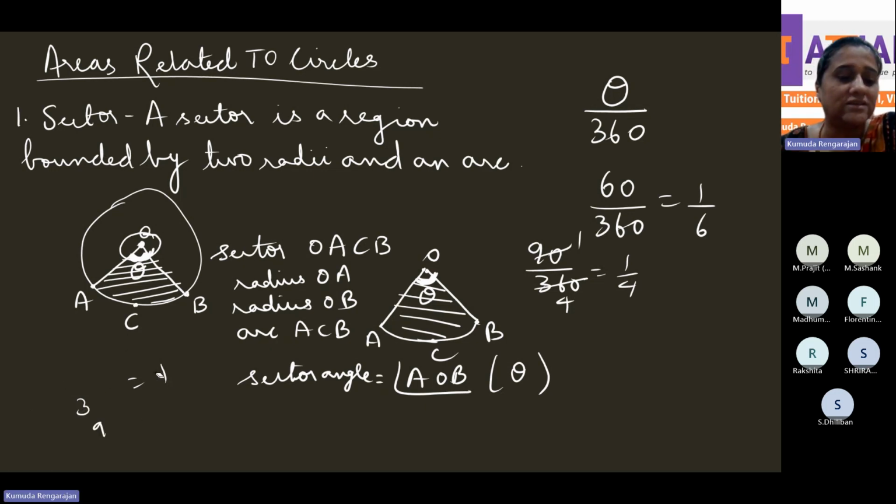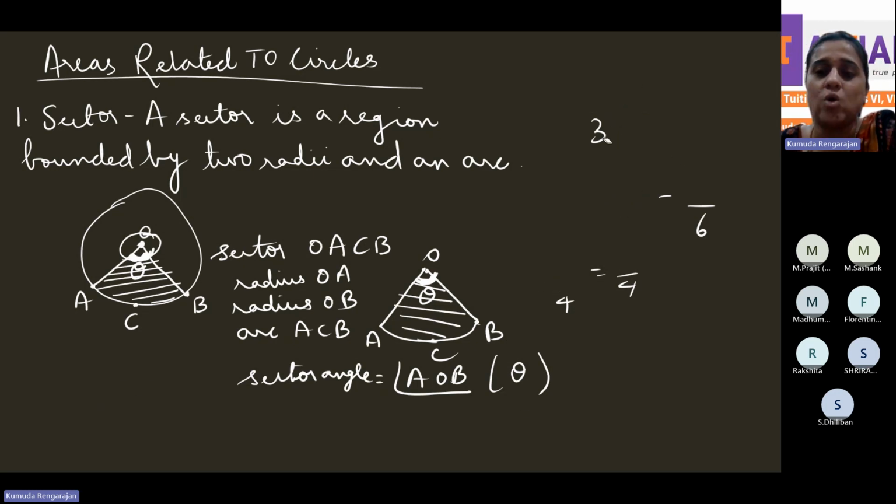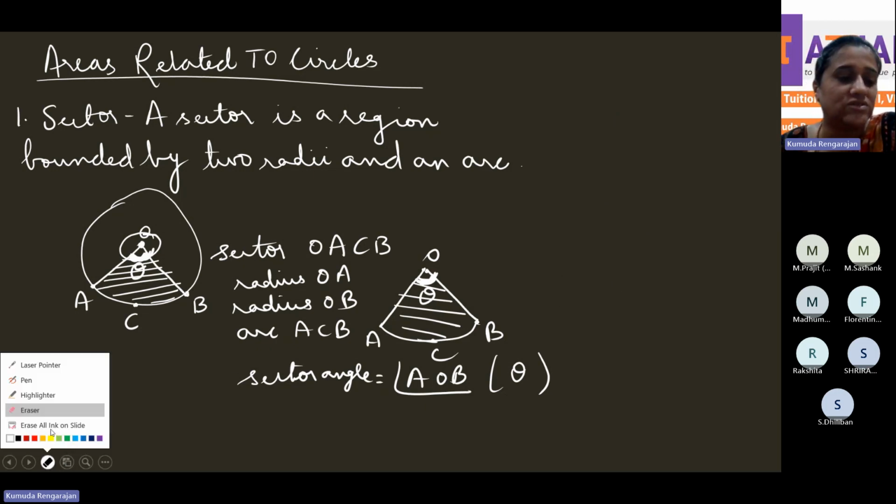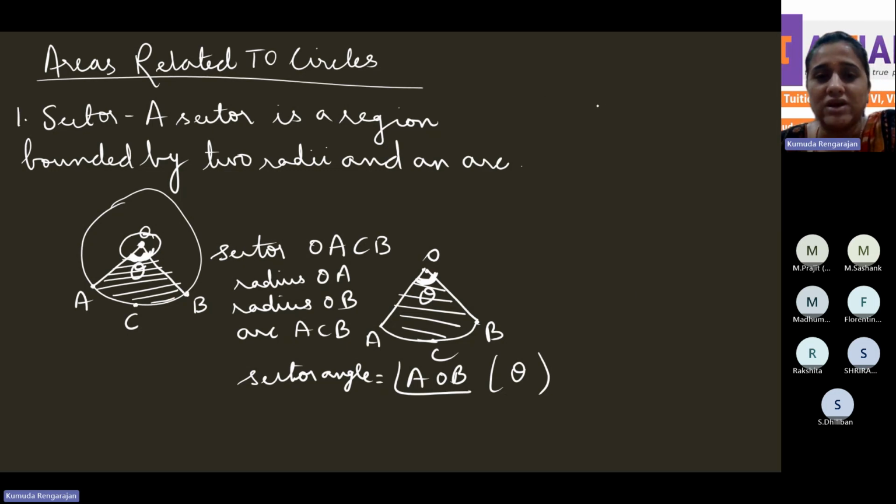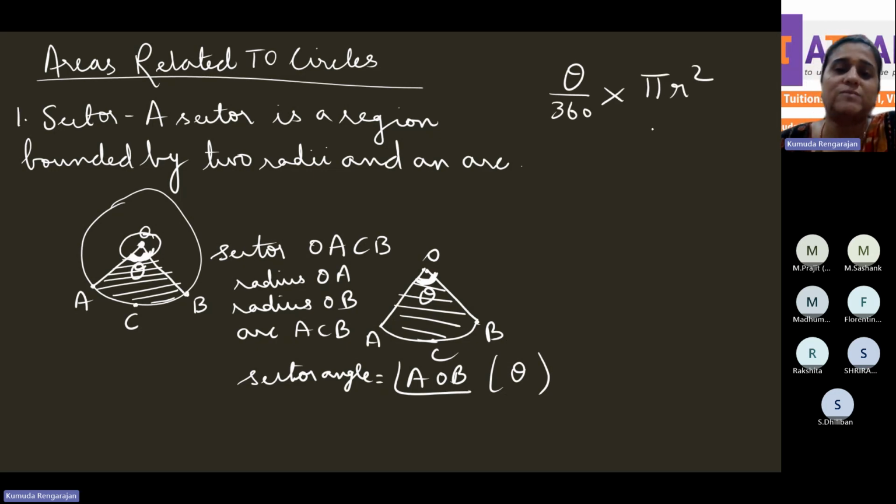So now how to find the area of the sector? That fraction into pi r square, like how we did 2 by 5 or 3 by 5 into the total number of students, 30. In the same way, the fraction into the total area. You want to find the area of the sector, right? So the fraction is theta by 360 into the total area of the circle, which is pi r square.